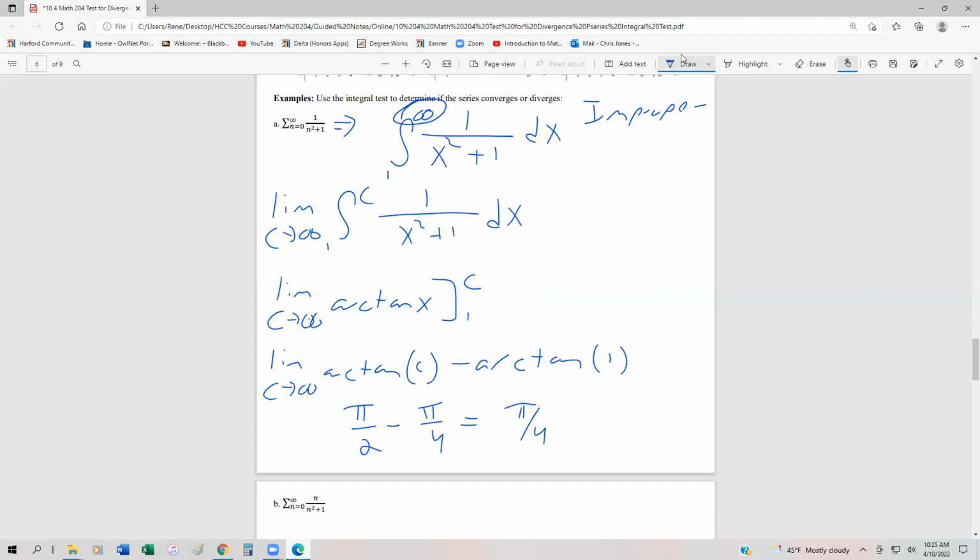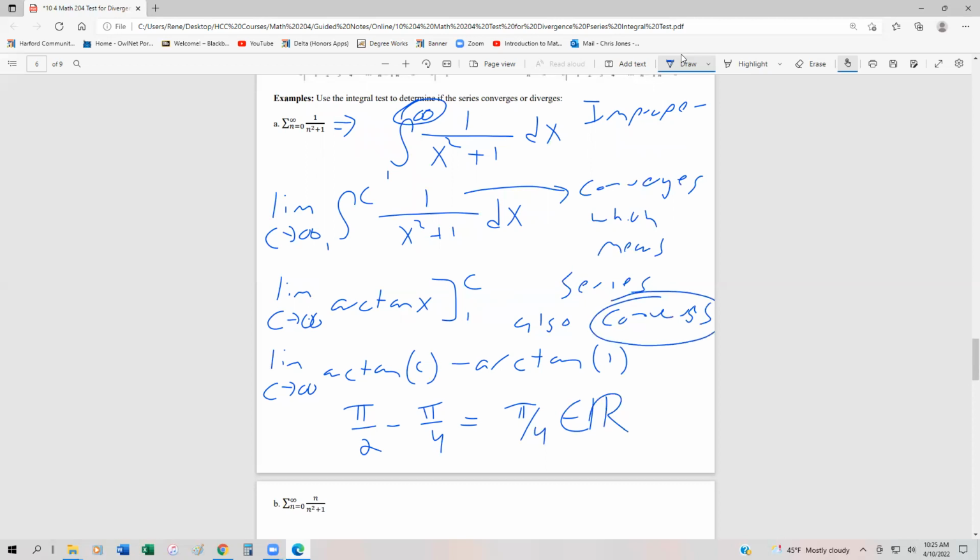So this right here converges, and that's because we ended up with a real number, pi fourths. And because the integral converges, that means that the series also converges. So that's the integral test. We just take the integral and we see whether or not we get a real number for that integral.